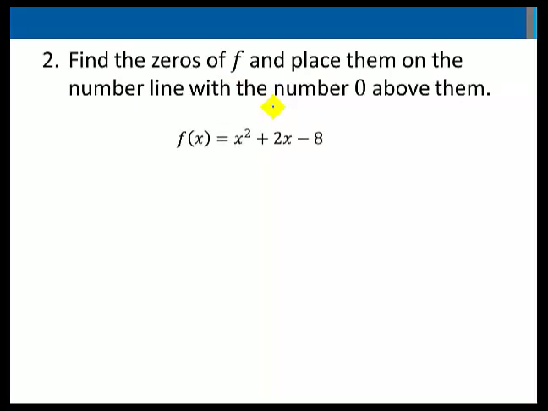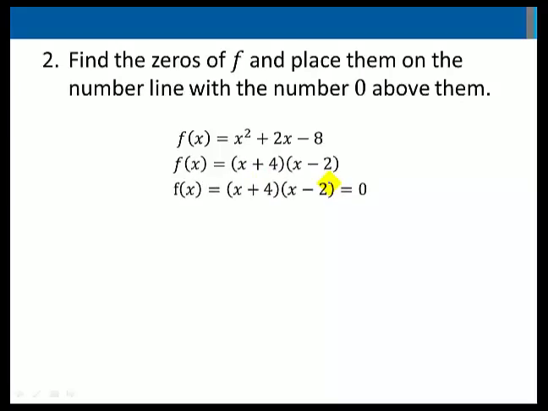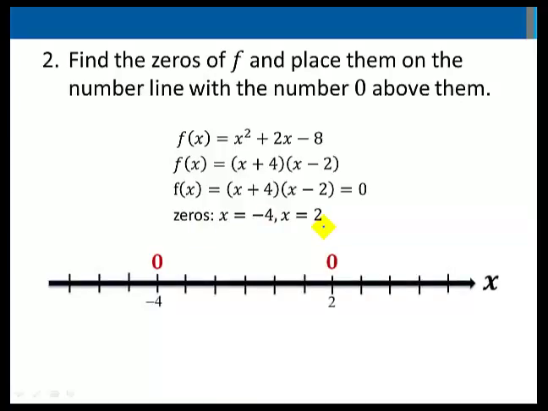Okay, so f of x equals x squared plus 2x minus 8, which factors into x plus 4 times x minus 2. Setting f of x equal to 0, I will find the zeros of my function. The zeros are x equals negative 4 and x equals 2. And we will place these zeros on the number line above negative 4 and 2. So above negative 4 on the number line, I have a 0. Above 2 on the number line, I have a 0. What's going on with f of x on the number line appears above the number line. Below the number line are the corresponding x values.